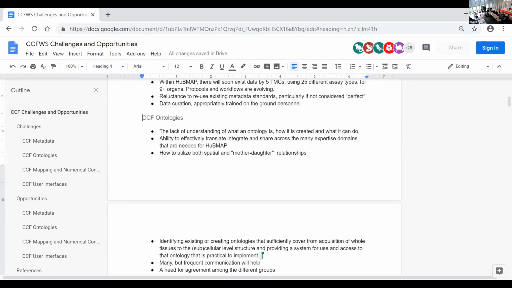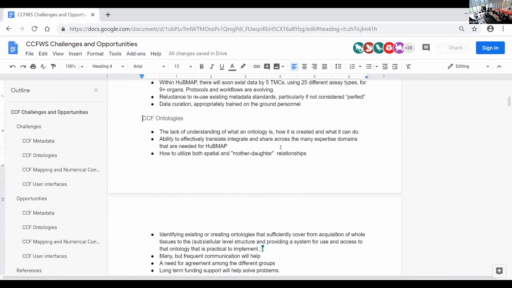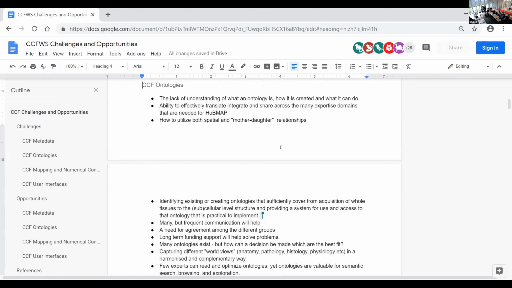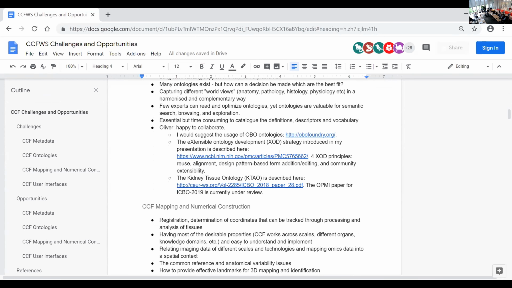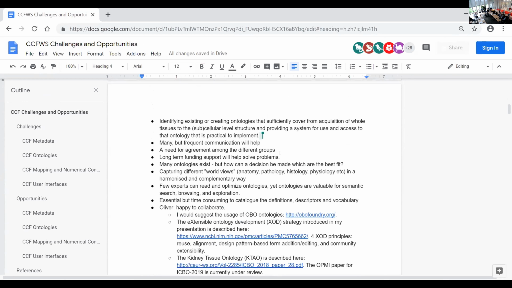Ability to effectively translate, integrate, and share access to many expertise domains that are needed for HuBMAP. Yes, that's another one. So I think you can read those much faster than I can read them to you, but there are many. So as you see, the ontologies have a lot of challenges. And if you have comments or additions to those, please add them now. This is your time. You can, of course, also come back.